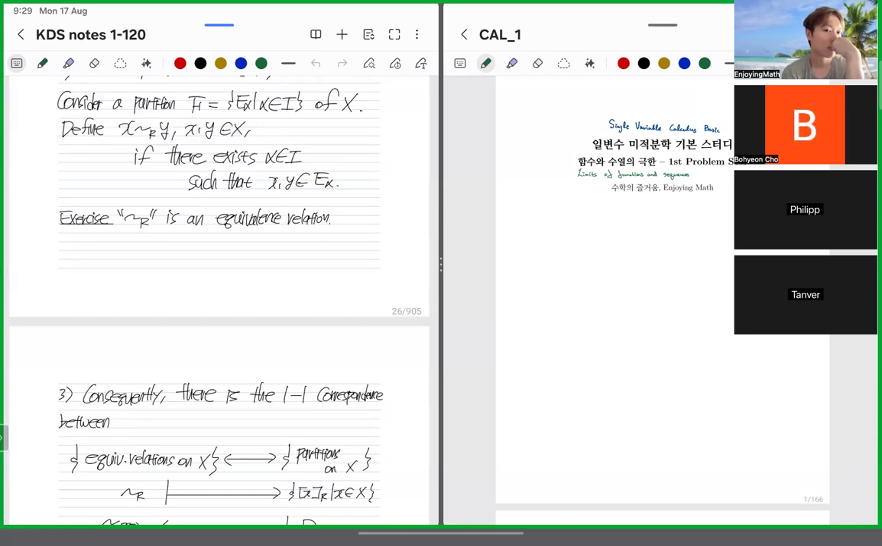I'm just saying we are changing, instead of saying x y is an element of E alpha, we are saying y x is an element of E alpha, because it's basically the same. And when we say that, we are creating that y is related to x. So we're still considering the case of the symmetry property, right?